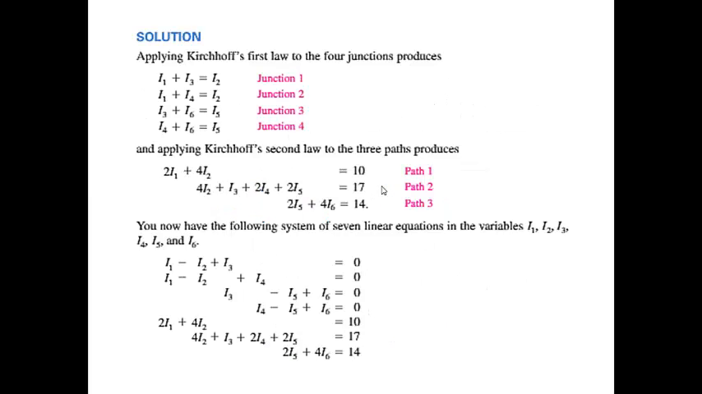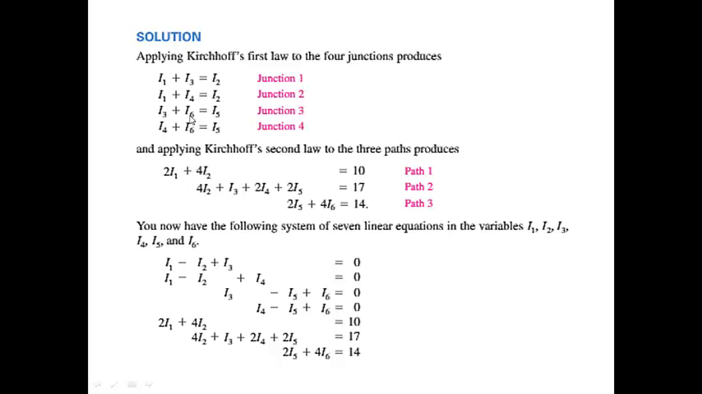Okay, let's go on to the solution. We start first with Kirchhoff's first law. All the current flowing into the junction must flow out of it. So we have I1 plus I3 equals I2. Do the same thing for junction 2. I1 plus I4 equals I2. And we can repeat the same process or procedure for junctions 3 and 4. And we have this system of linear equations.